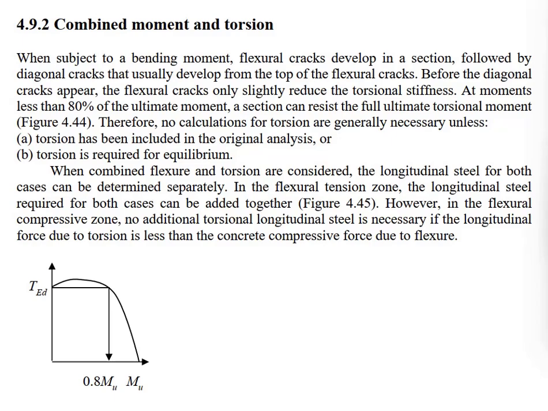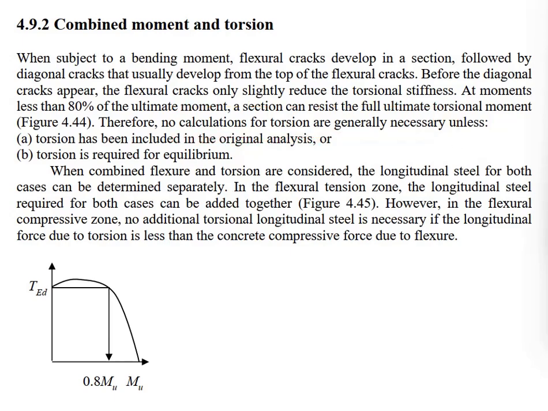Previously, we talked about the design of reinforced concrete member subjected to the combined actions of bending moment and torsion. It was mentioned that under normal circumstances, as long as the bending moment acting onto the member does not exceed 80% of the ultimate moment capacity, there is no need for you to do calculations to determine the torsional reinforcement.